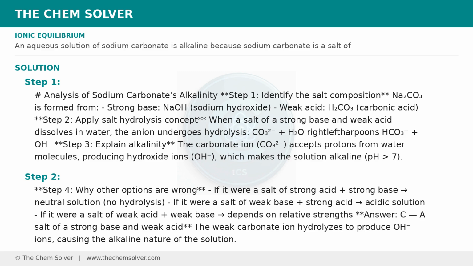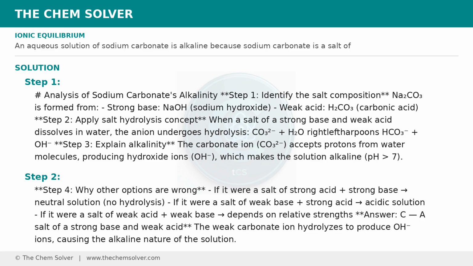Step 3. Explain alkalinity. The carbonate ion, CO3^2-, accepts protons from water molecules, producing hydroxide ions, OH^-, which makes the solution alkaline, pH > 7.